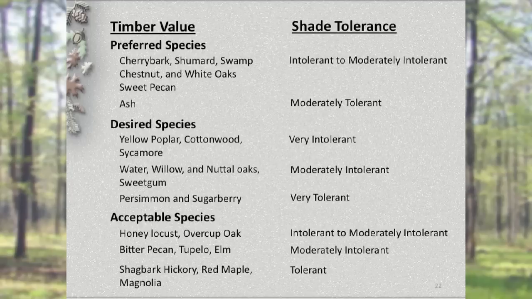Those species which are acceptable, but basically much lower value, are your honey locusts, shagbark hickories, red maples, and magnolia, as well as tupelo and elm. So our most preferred species actually fall more into the intolerant shade tolerance, as well as moderately intolerant.